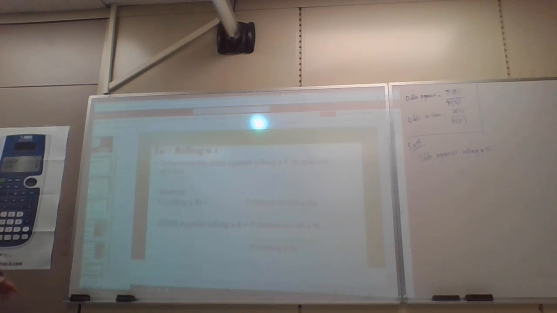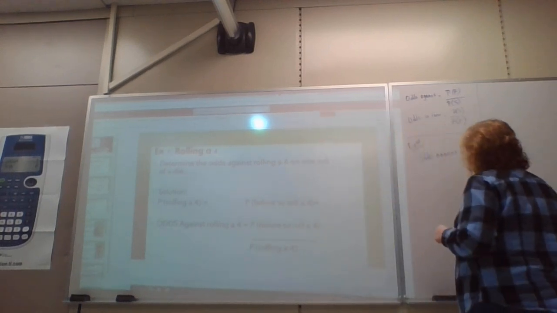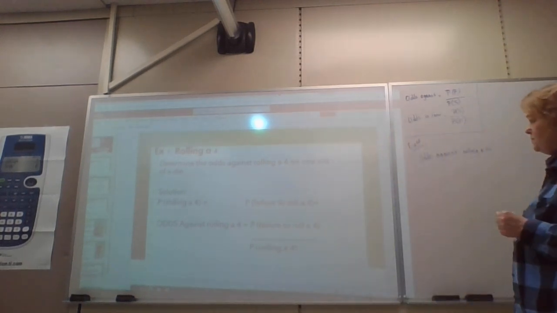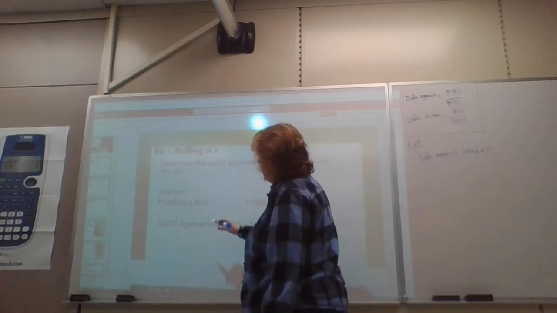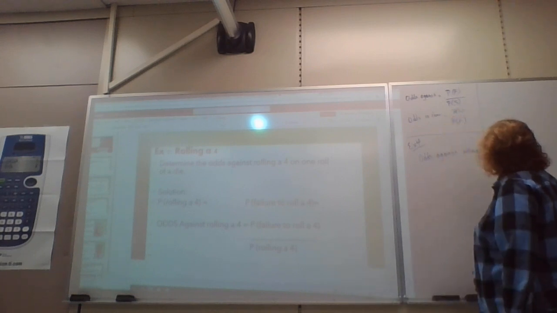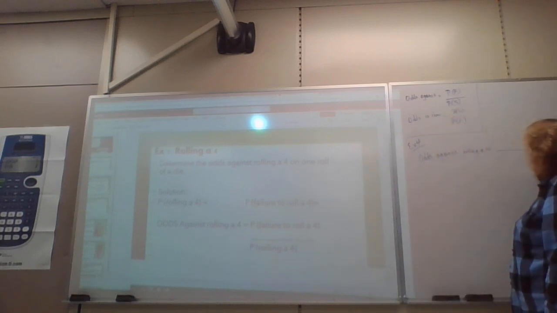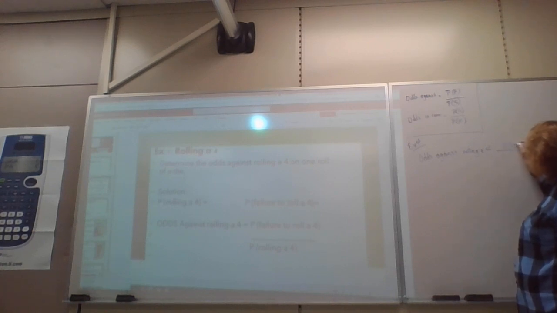Now we're going on to the example that I was getting ready to get into. We're trying to find the odds against rolling a 4. So what we first do is find out the probability of rolling a 4. Odds against is the probability of not a 4 over the probability of it being a 4, right?